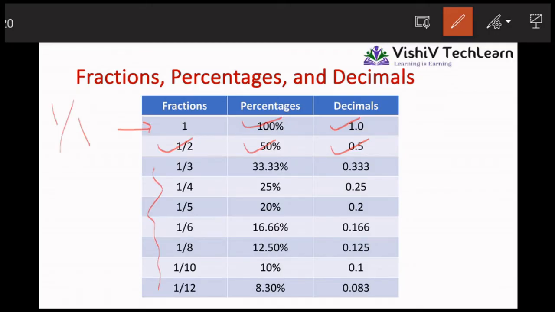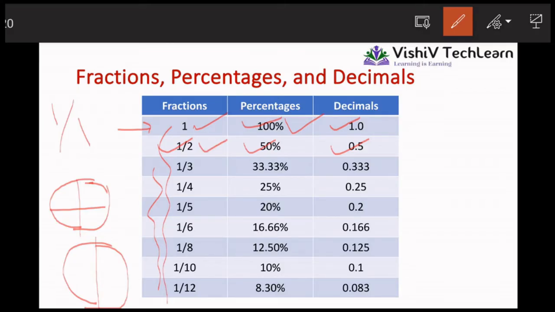Right? Now the logic for remembering all these fractions, percentages, and decimals, even understanding the logic, is, if we consider a full circle and if we divide it into 4 parts and so on, these will be the fractions representing that circle. For example, if we consider a circle, and if we don't divide it, a full circle is known as the first fraction 1, which is 100%. If we are dividing it into 2 parts, it is half, which is 50%, or in decimals it is 0.5.